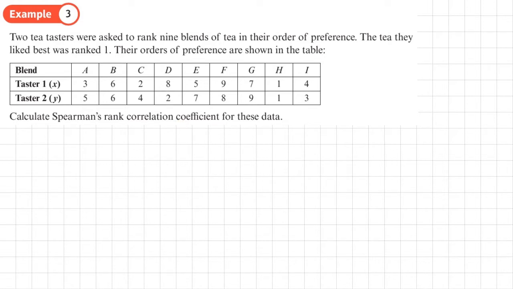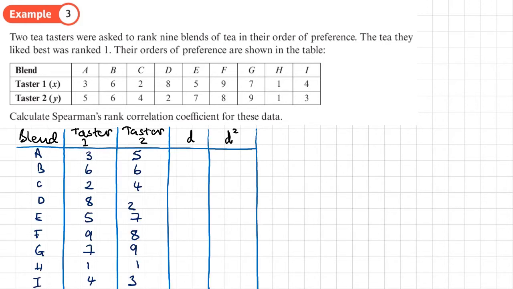Now, it'd be much easier if we had a table that went down rather than across. So what we'll have in our first column is the blend. Then we're going to write down taster 1's ranking, then taster 2's ranking. And then we're going to work out the difference between those rankings and then the difference squared. So let's get that table filled in. Okay, so here's that information in that table.